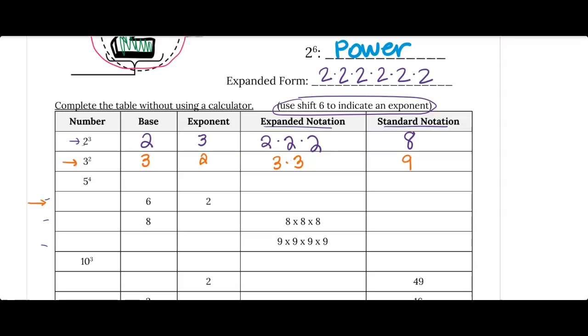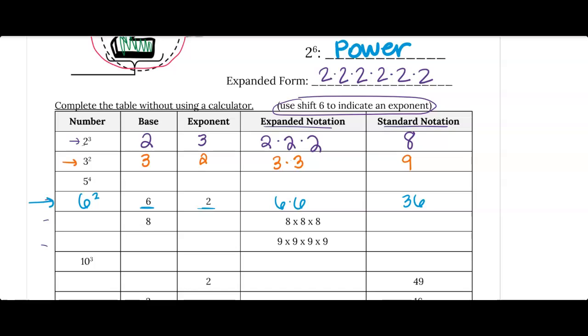Jumping down to this row, we see that the base is 6 and the exponent is 2. So I'm going to have 6 to the second power. So expanding that out would be 6 times 6, which is 36.